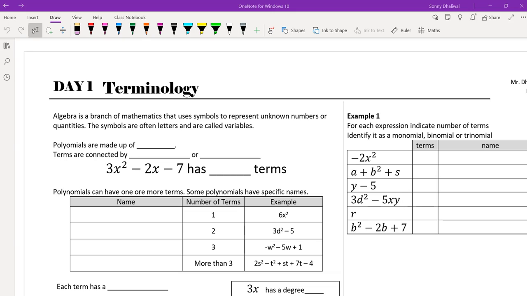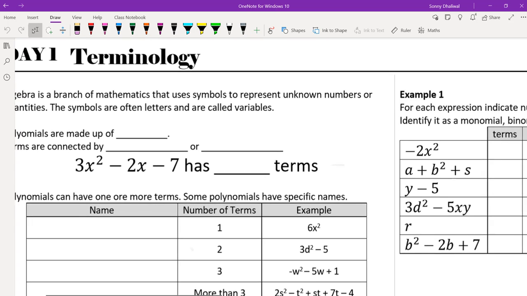Wait, I have a question. Yes? Do these letters equal numbers or they just... Oh, we'll talk about that right now.